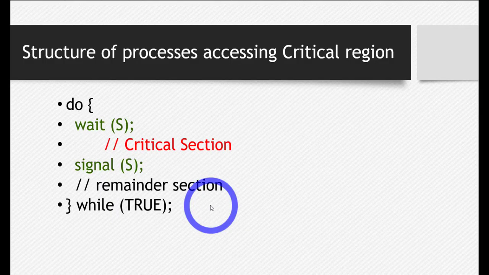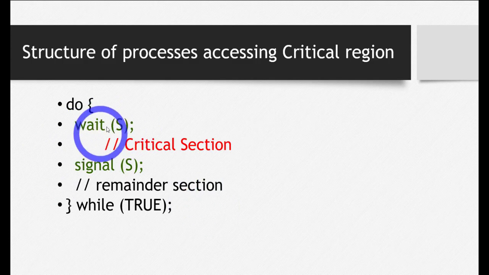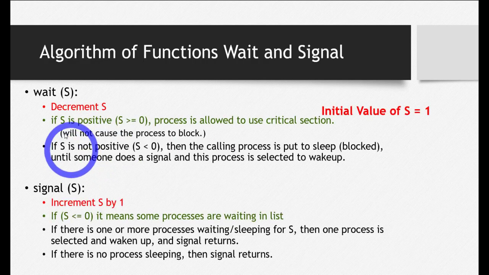Let's go into a little bit more detail of these two functions, wait and signal, and let's see what happens inside them. What is their algorithm? First of all, let's see the wait function. Also, before that, let's see the initial value of s is usually always 1. So we always keep the initial value of the semaphore as 1. Keep that in mind. Now, what happens in the wait function?